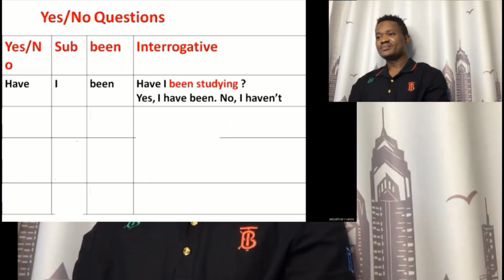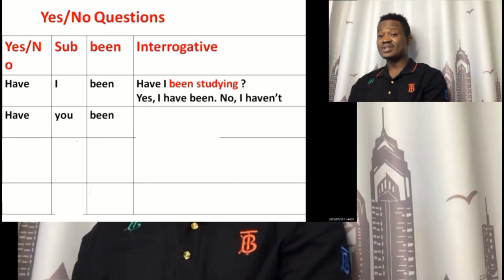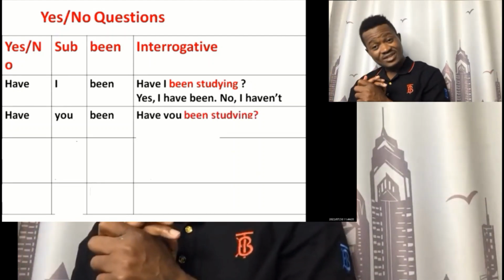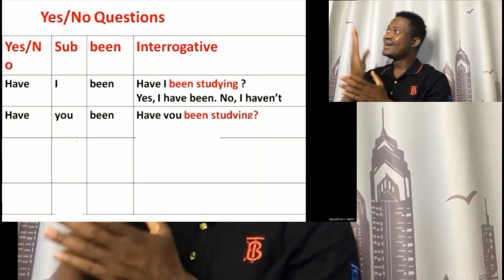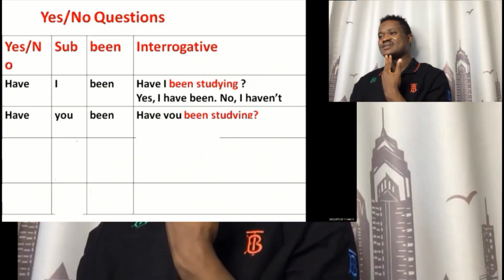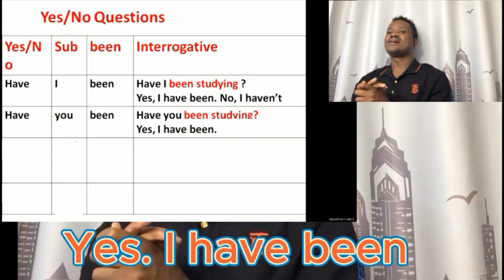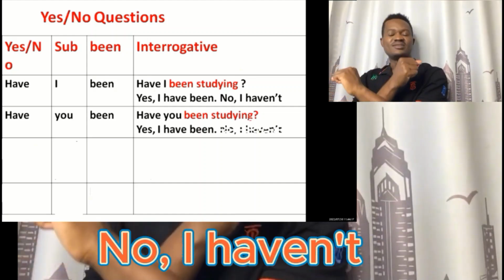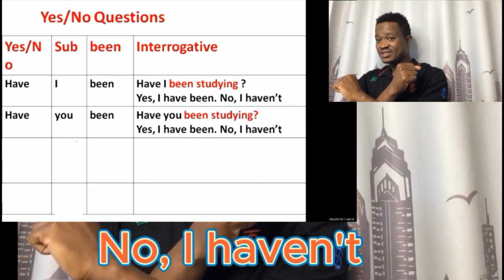Now the subject is you. The question form is: have you been studying? What is the answer? Yes, I have been. The negative answer is no, I haven't.